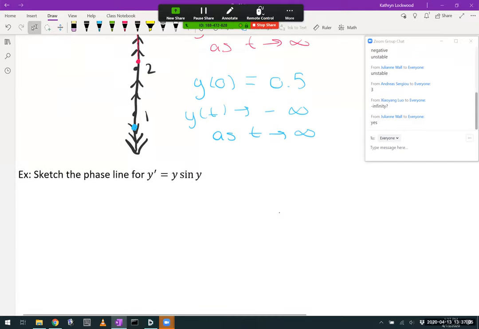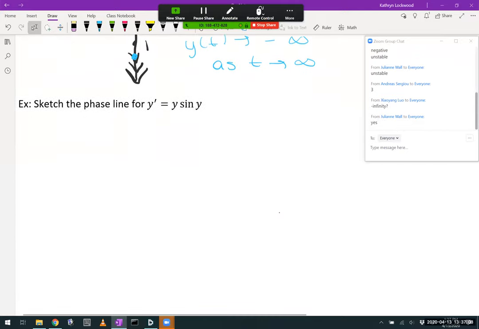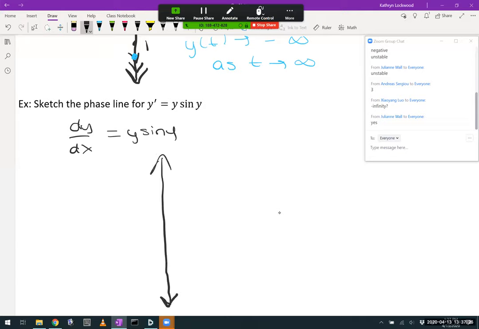Good. All right, let's finish the phase line material with one more example. I want to do this one just because I don't think we've done anything with a periodic function before, like sine. So let's take a look at dy by dx is equal to y sine y. Start off by giving me the equilibrium points. Where is that equal to 0?